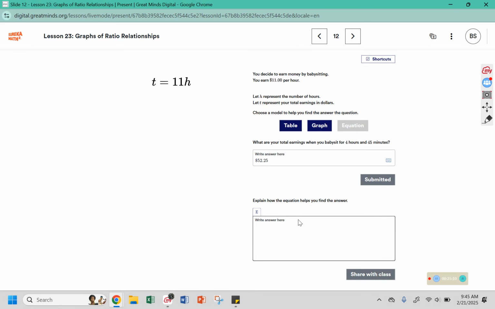Explain how the equation helps you find the answer. I substituted 4 3/4 into the hours, which was H, and solved it for T, the earnings.